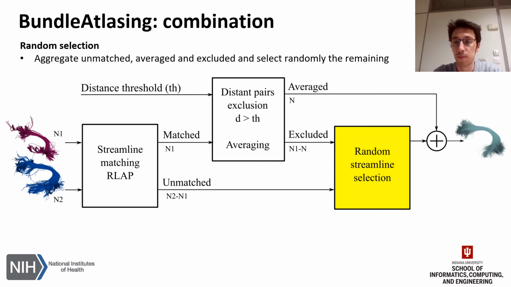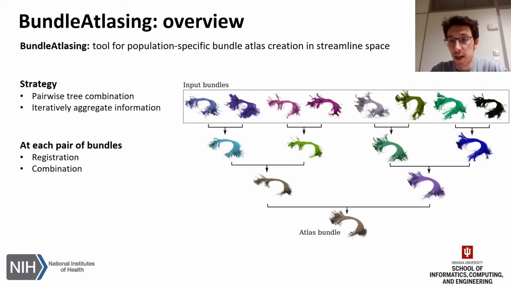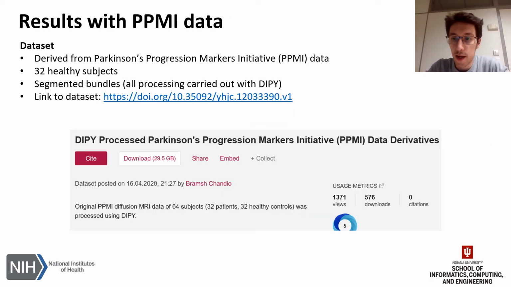So remember that we are working with a tree in which we create pairs of bundles. For each pair of bundles, we apply registration, unbiased registration, and then we apply bundle combination. So this is again the figure that describes the whole procedure from the input bundles to the last bundle, which is the atlas. So we have started testing our new method.